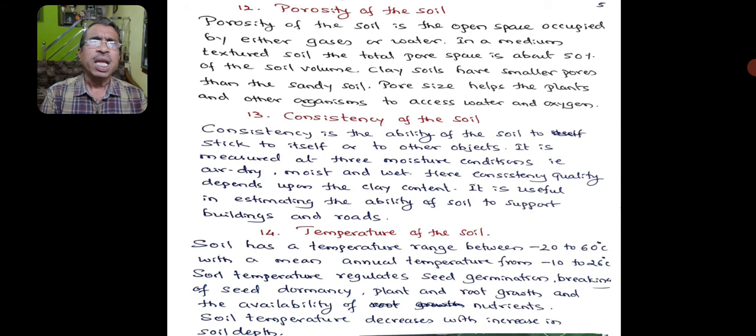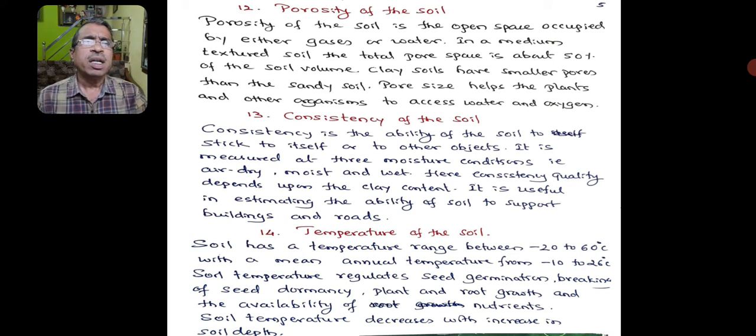Coming to the next, consistency of the soil. Consistency is the ability of the soil to stick to itself or to other objects. It is measured at three moisture conditions, that is air dry, moist and wet. Here consistency quality depends upon the clay content in the soil. It is useful in estimating the ability of soil to support buildings and roads.